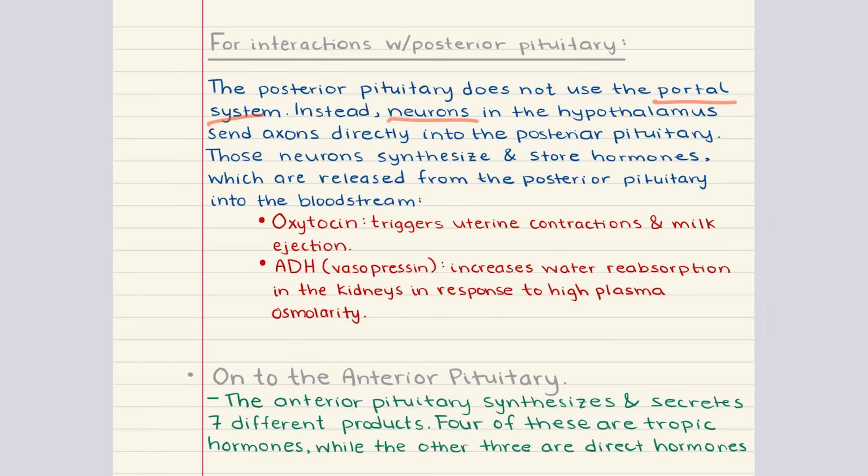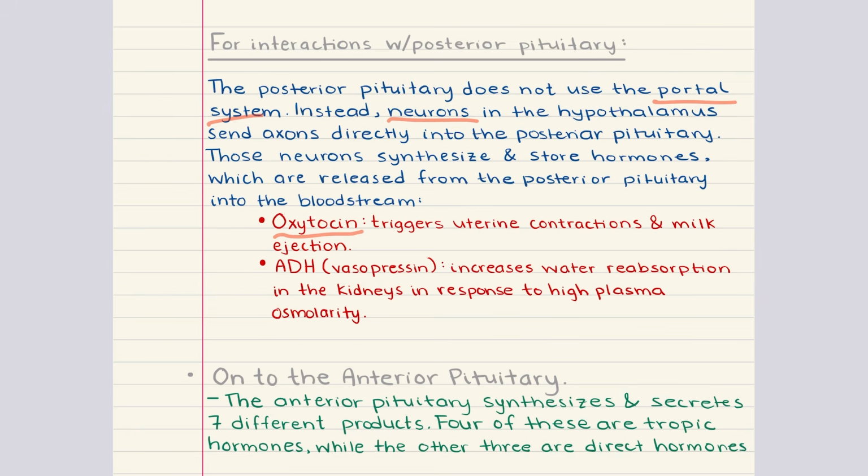Now, there are two key hormones you need to know that are released by the posterior pituitary. The first is oxytocin. This hormone stimulates uterine contractions during labor, and it also promotes milk ejection during breastfeeding. It also plays a role in positive feedback loops, where the presence of a stimulus like a baby sucking on the breast, that leads to more hormone release.